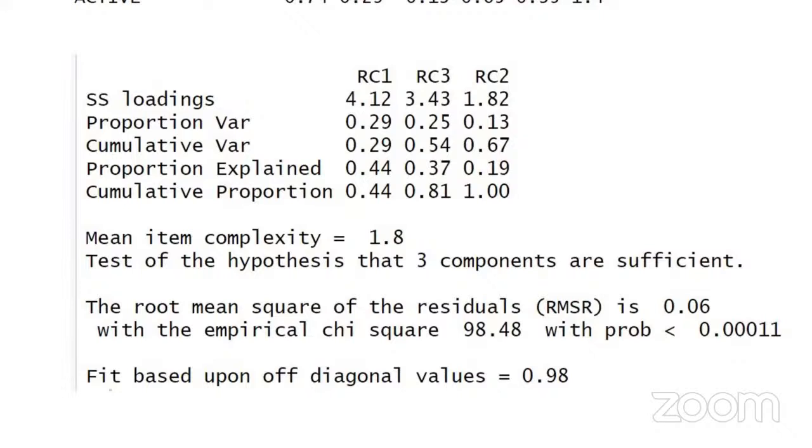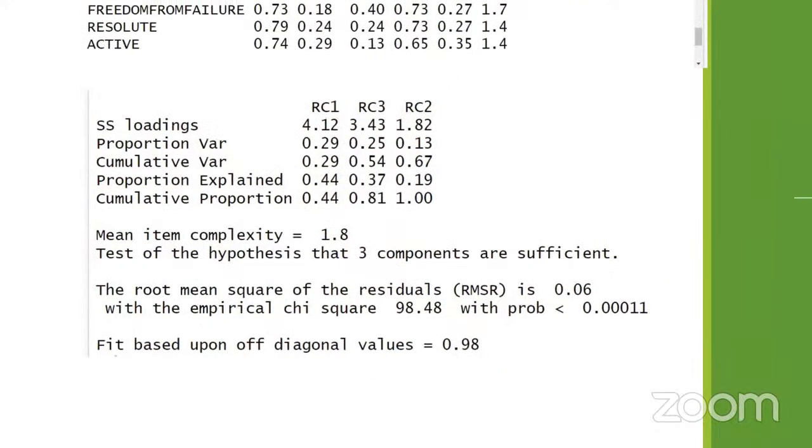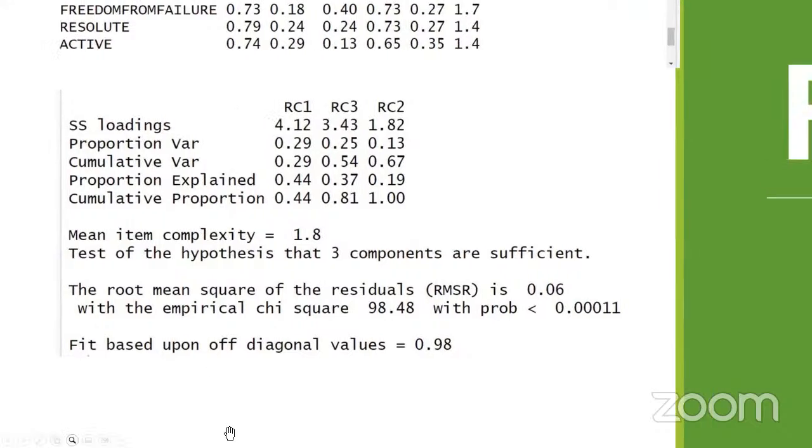Okay, and this is the proportion explained. After that, cumulative proportion. And next, we find the root mean square of the residual. This is 0.06. 0.06 indicates that the errors are very small. Okay. Now you go to the interpretation, Farah.